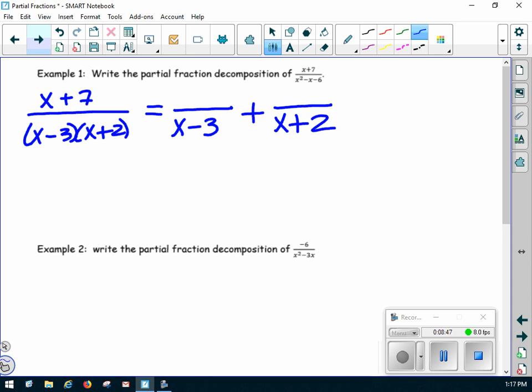Now I want you to look at x minus 3. Is the expression x minus 3 constant, linear, quadratic, cubic? Linear. Why is it linear? Because the biggest exponent is 1. If the denominator is linear, then your numerator is going to be constant. I'm just going to put a number. Constant is a number. No cross multiplying.